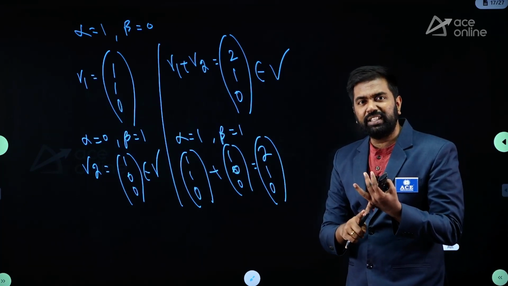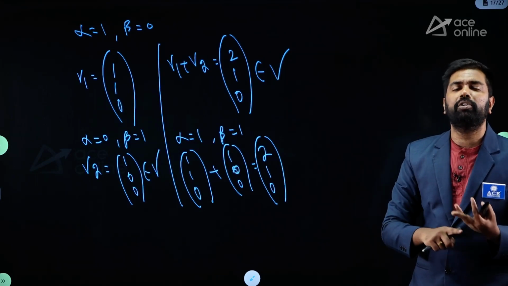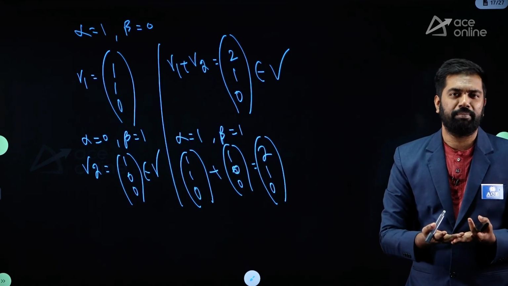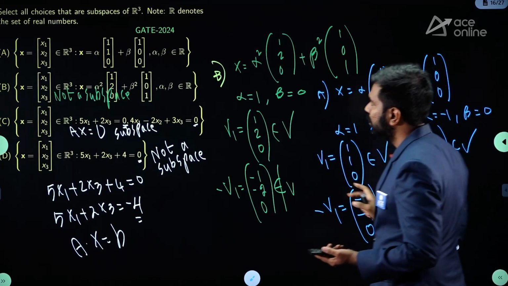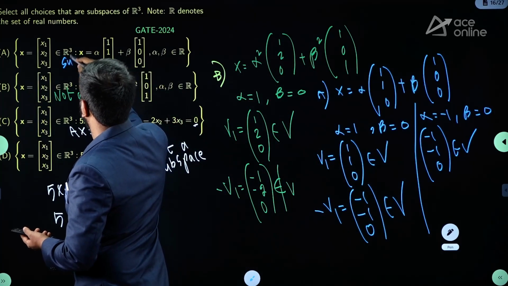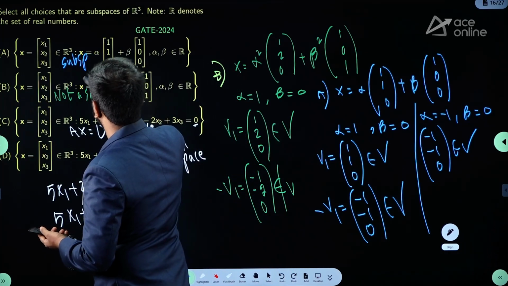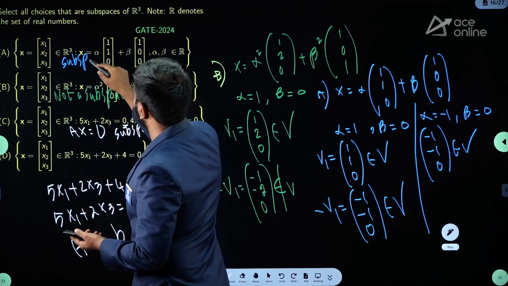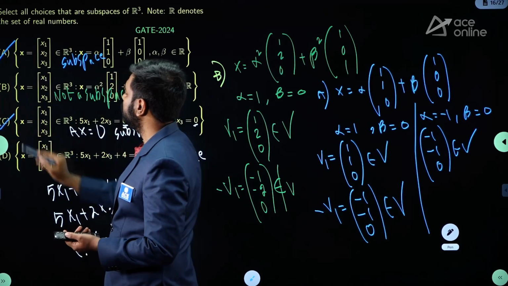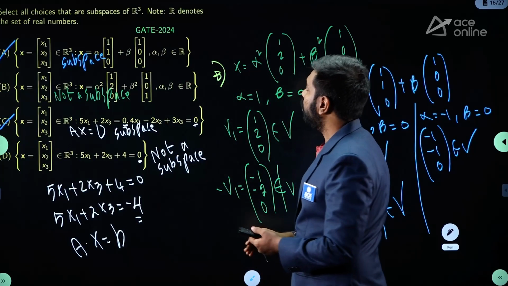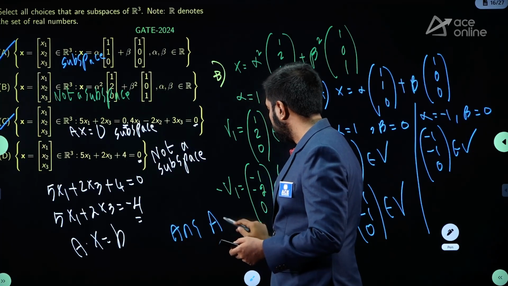I have proved that minus V1 is part of the given set. V1 plus V2 is a part of the given set. We have proved that the 0 vector is also part of the given set. What else do you want? Clearly, they all make this set a subspace. So what is the answer for this MSQ? A is a subspace, and that homogeneous option is also a subspace. So select all choices that are subspaces. The answers are A and C. So what's the final comment? A, C.